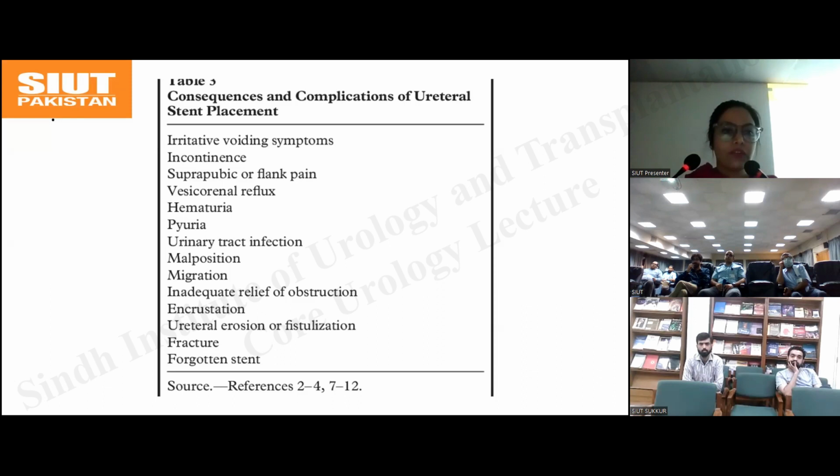As you saw in the video, every procedure has complications as well. The complications and consequences of ureteral stent placement can be irritative voiding symptoms, incontinence, suprapubic or flank pain, vesicorenal reflux, hematuria, pyuria, urinary tract infection. It can get malpositioned, it can migrate, there could be inadequate relief of obstruction, it can get incrusted, there could be ureteral erosion or fistulization, the DJ could fracture, or there could be a forgotten DJ. So incrustation is a very big problem for our patients. How can we minimize this incrustation in the patient?